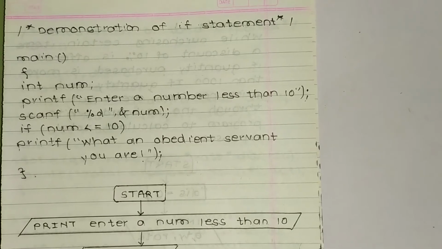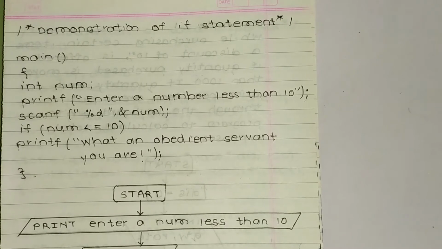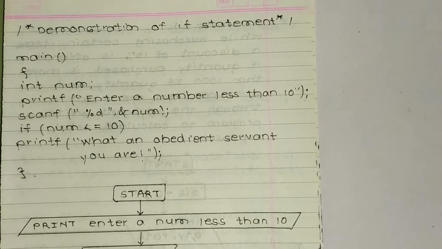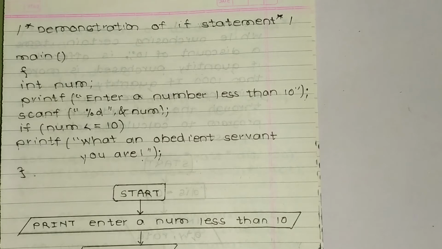Now if num is less than or equal to 10, so here it is comparing num with 10. Now printf, what an obedient servant you are. So here we are printing that you have entered a right number which is less than 10. So it is a demonstration of if statement. So this was the program for demonstration of if statement.